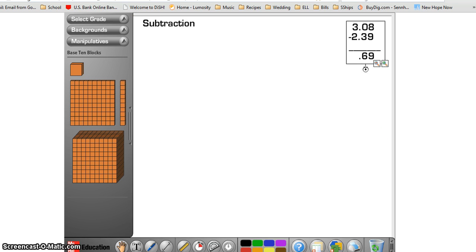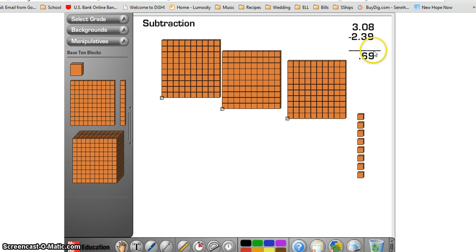Now I'm going to talk about subtracting with base blocks with decimals. And our problem is going to be 3.08 minus 2.39. So what we are going to do is you're going to show your bigger number, or the one on top, and you're going to put that out. So it's going to be using the same unit here as flats as our whole. We're going to use 3 flats and 8 small units.